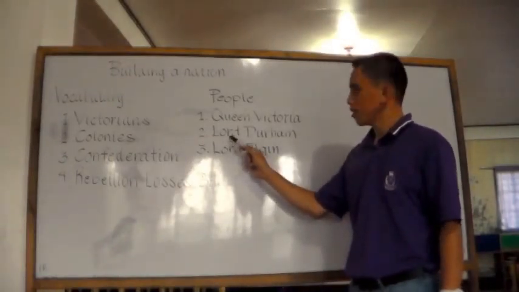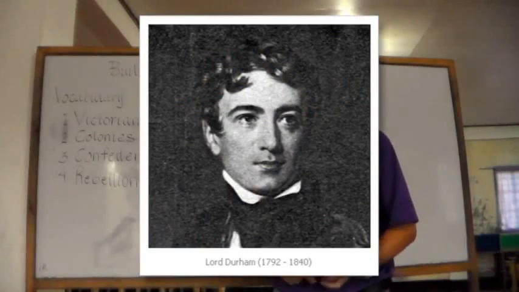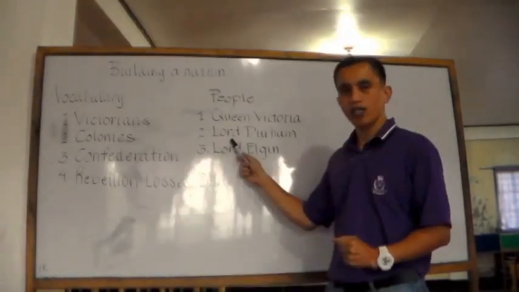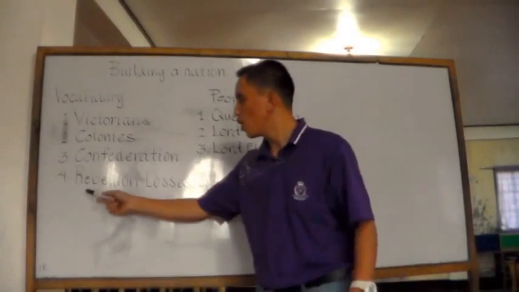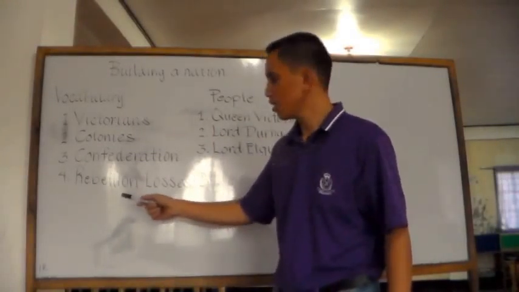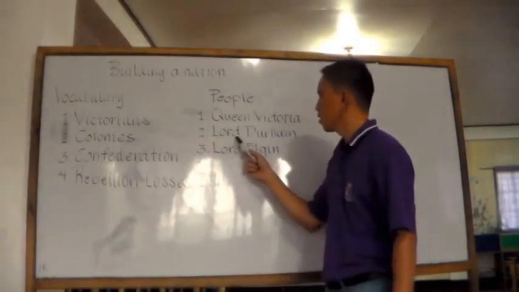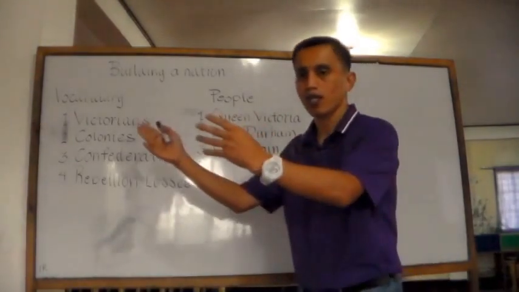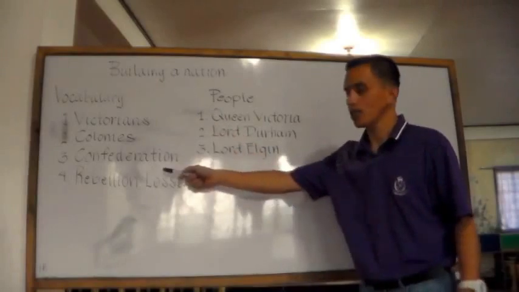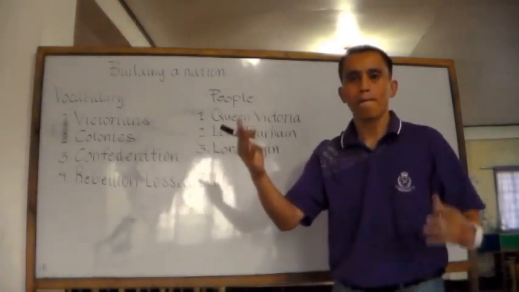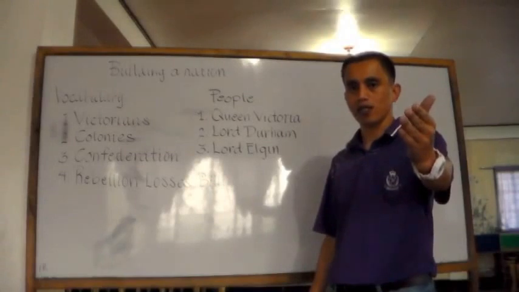And number two, Lord Durham. Lord Durham is a British politician. Okay? Lord Durham was sent to Canada to investigate the reason why there was a rebellion. Because there was a rebellion, the British Empire was going to investigate. So, Lord Durham, a British politician, was sent to Canada to investigate. That was his role. He went to investigate what happened. What made the people in Canada go against the government? That was his task. That was his part to investigate.